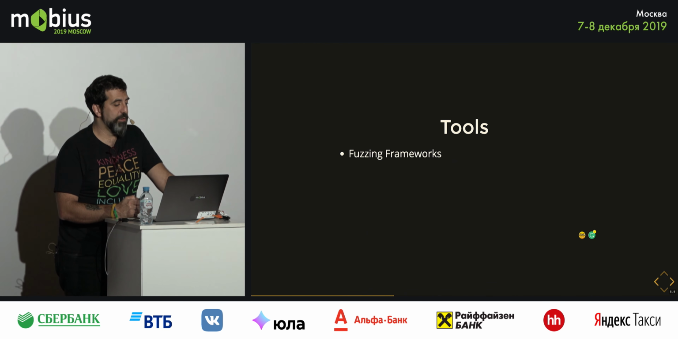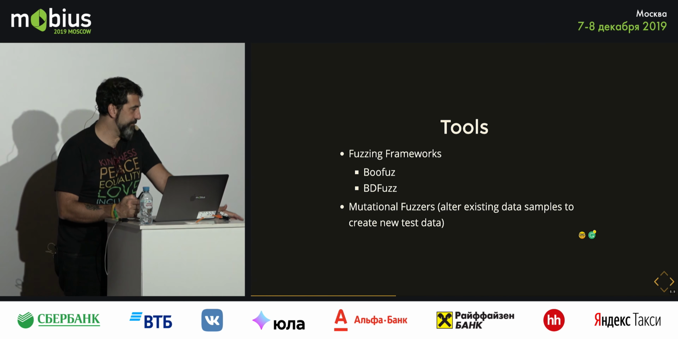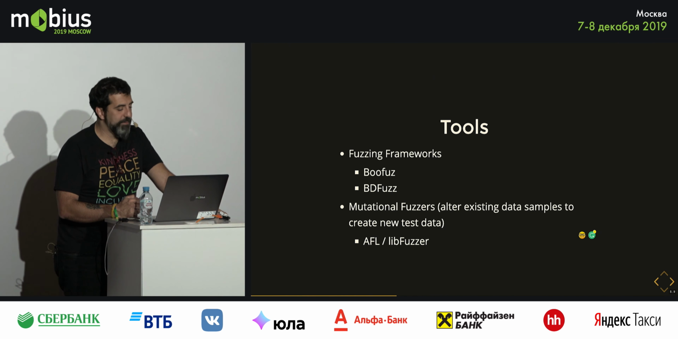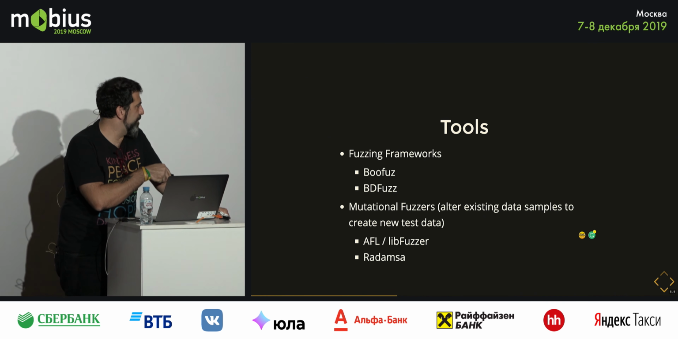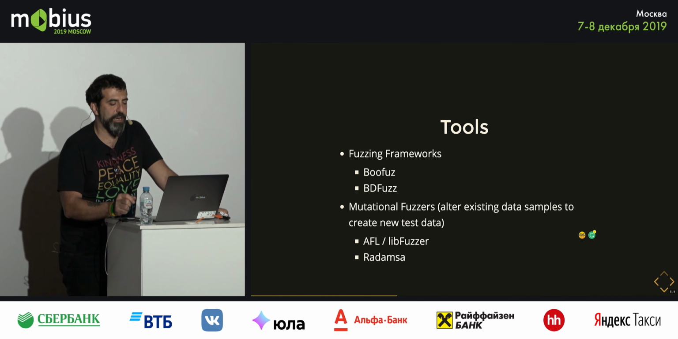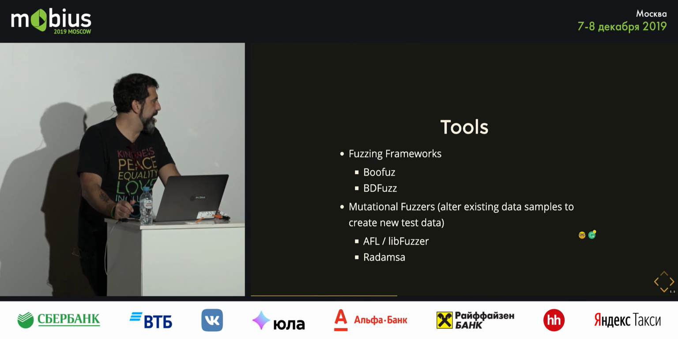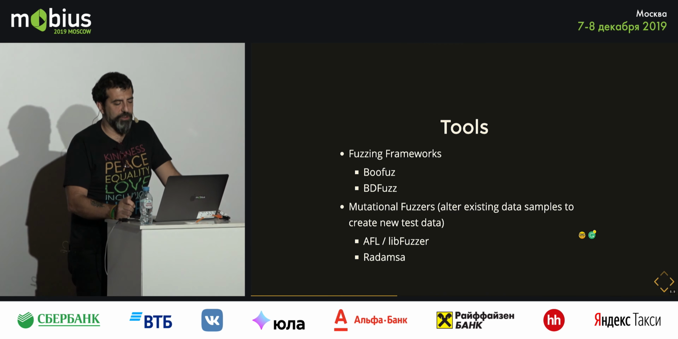There are several tools. There are fuzzing frameworks like BuFuzz and BDFuzz, and mutation fuzzers that are simpler but very effective: AFL, libFuzzer, and Radamsa. AFL is one of my favorites because it's a standalone tool and it uses binary rewriting to instrument the code that has to be tested. So it's pretty independent and you can use it with a lot of languages and a lot of tools.